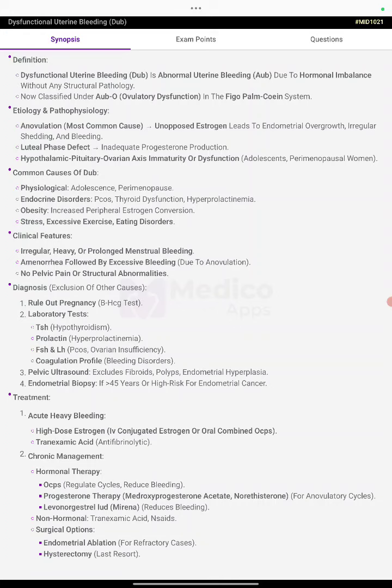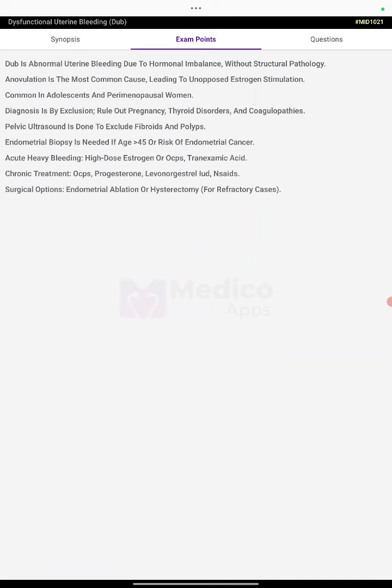medroxyprogesterone acetate or norethisterone for anovulatory cycles. Levonorgestrel IUD, Mirena, reduces bleeding. Non-hormonal options: tranexamic acid and NSAIDs. Surgical options: endometrial ablation for refractory cases, and hysterectomy as a last resort.